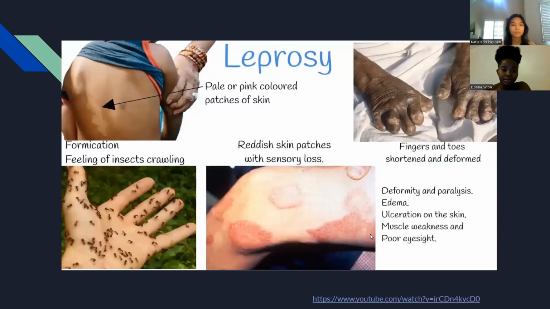Other symptoms of leprosy, as you can see in this image, are pale and pink colored patches on the skin. There is formation on the skin, and on the palm it feels like insects are crawling. And then if you look at the image with the leg, there are reddish patches on the skin with sensory loss. Leprosy can also cause an individual to lose their fingers and toes, and shorten and deform them as well. And it can cause deformity, paralysis, ulceration on the skin, muscle weakness, and poor eyesight.